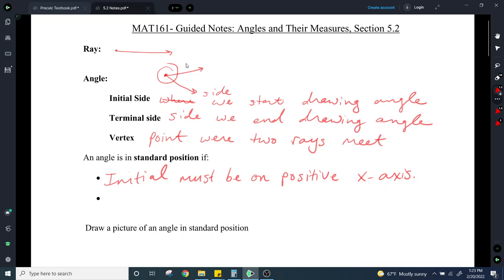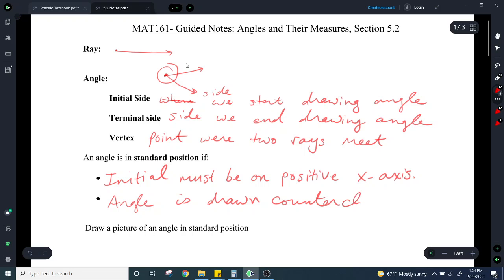And then the other condition to be in standard position is that the angle is drawn counterclockwise. Although we sometimes could draw an angle clockwise, and we'll talk about that in a few minutes. But the most important thing is that the initial side must be on the positive x-axis. I guess maybe there's one more requirement here, that the vertex must be at the origin. Maybe that's the other condition they were looking for here. The vertex must be at the origin.